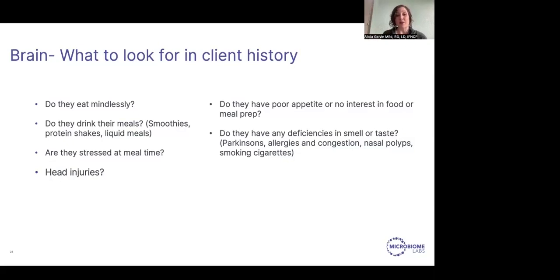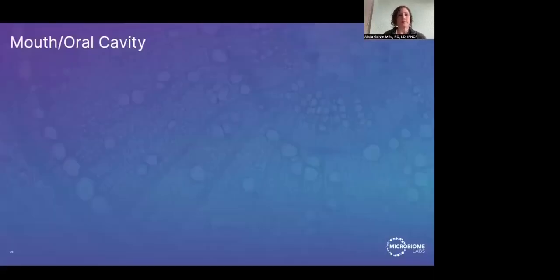If they're stressed at mealtime, do they have head injuries? Maybe they're on a medication, or maybe they have something going on where they have poor appetite and they just don't really have an interest in food, so that could affect the cephalic phase. There are certain things like nasal polyps or Parkinson's, smoking cigarettes, that will affect smell and taste, and so it's going to alter their brain signals about it's time for a meal, it's time to eat.